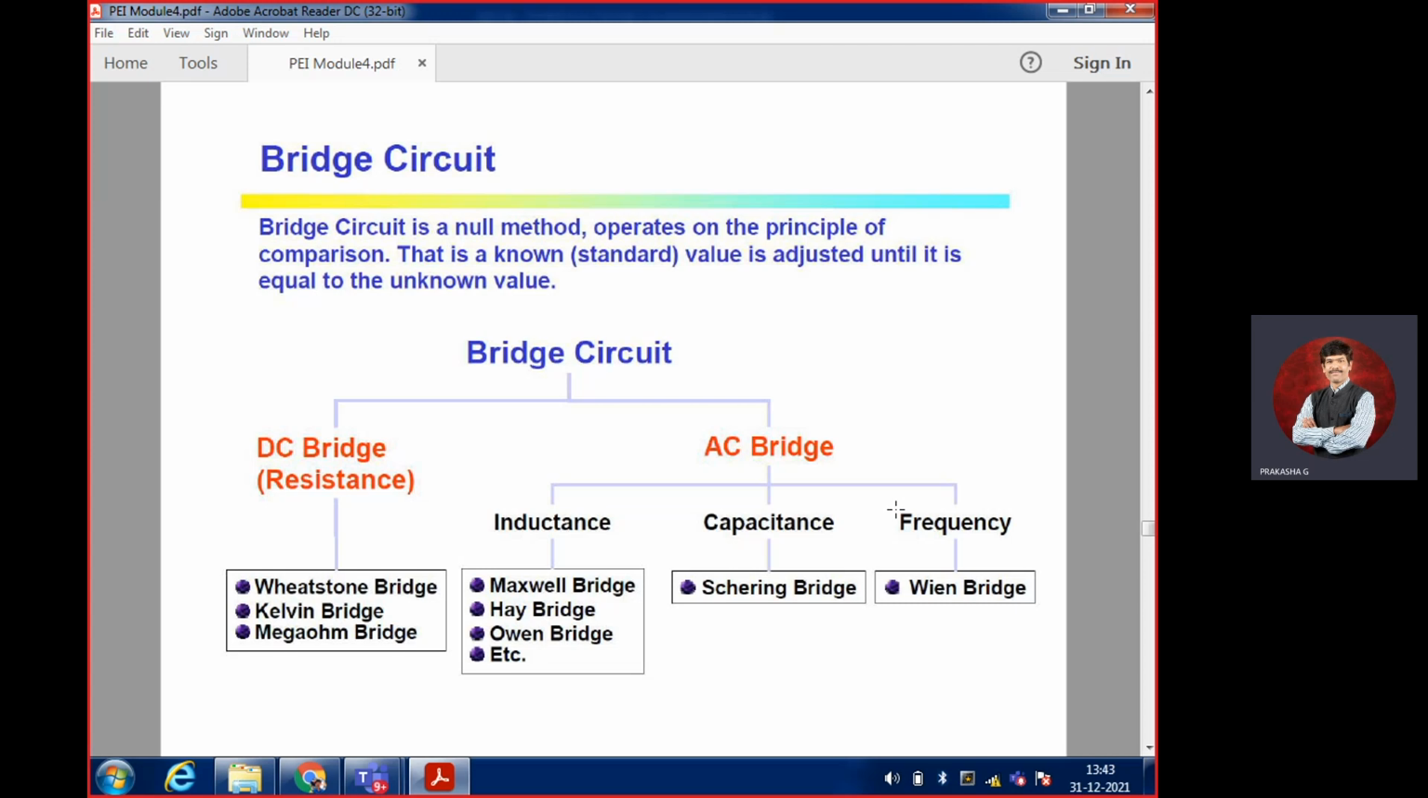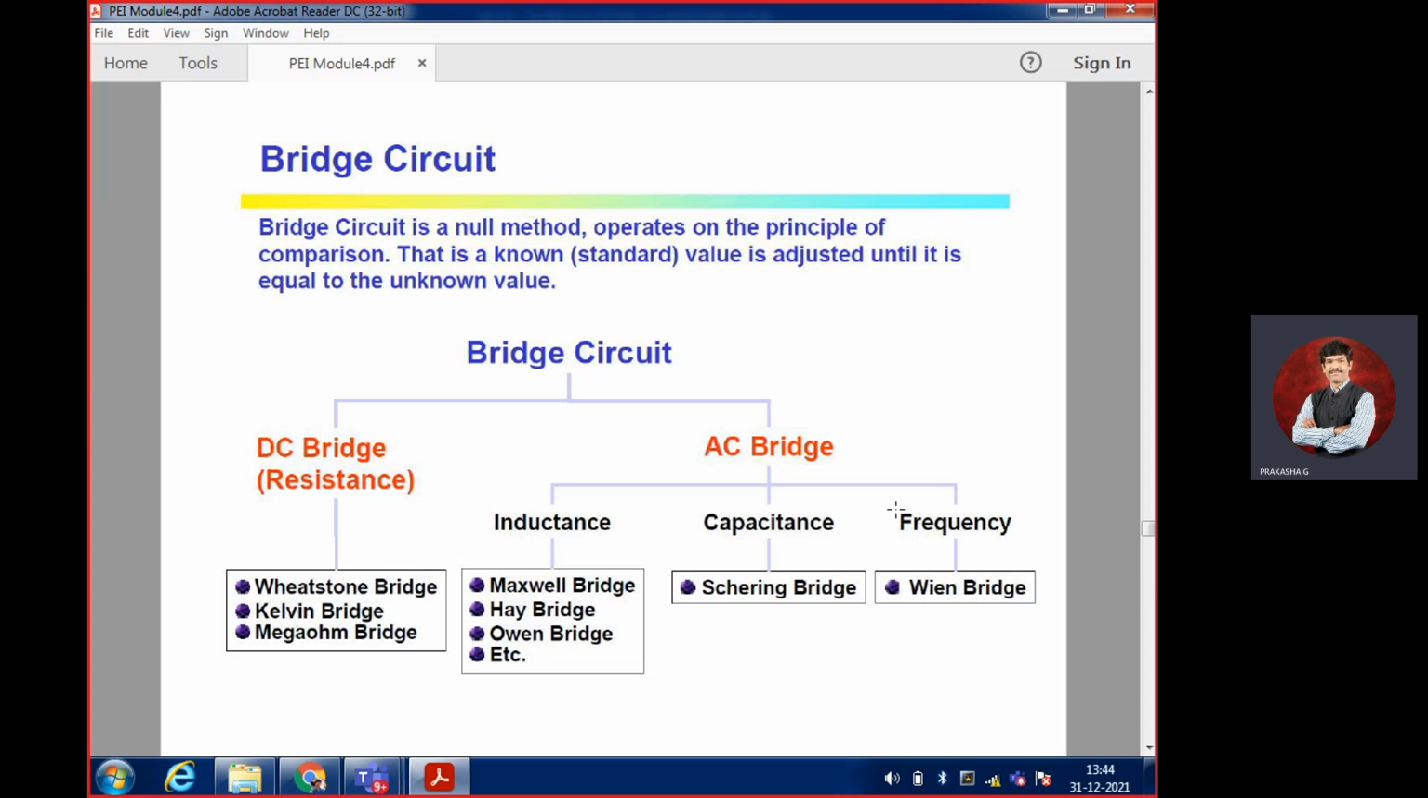In the AC part, you are able to measure capacitance, inductance, and frequency. For inductance, three different types of bridges are there: Maxwell bridge, Hay bridge, and Owen bridge. Next is capacitance: the Schering bridge, however you want to spell it. The Schering bridge is for capacitance. For frequency, the Wien bridge. When I give an AC signal and want to know the frequency, I want to measure that.